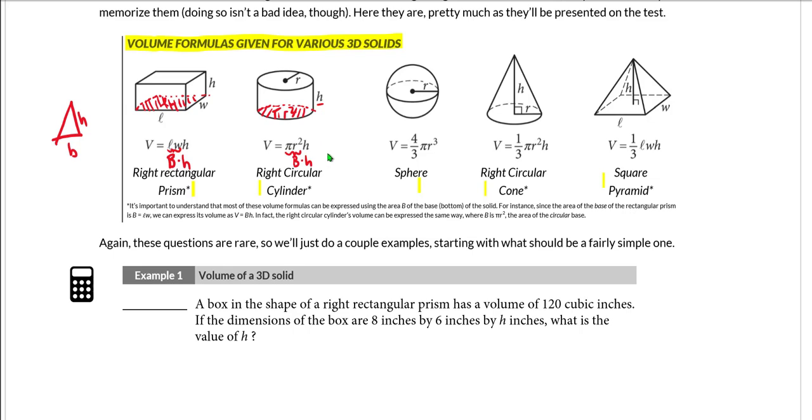And again, that is true of a lot of these solids. We can take the area of the base, multiply by the height. Of course, with the right circular cone and with the square pyramid, there are some fractions we also need to multiply by. They happen to be 1/3 in both cases, but it is important to note that you can determine the volume for a 3D solid by having the area of the base. You don't necessarily need the length and the width individually. You don't necessarily need the radius individually. You can determine the volume of the solid with the area of the base.